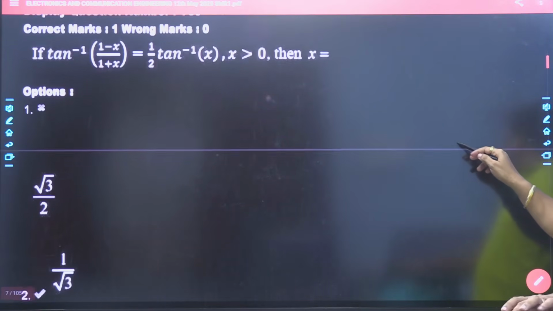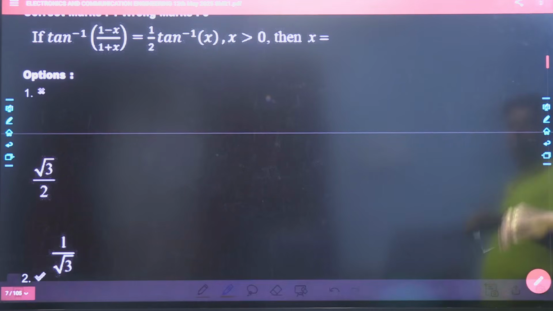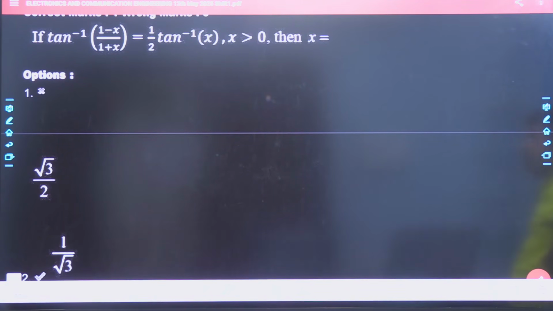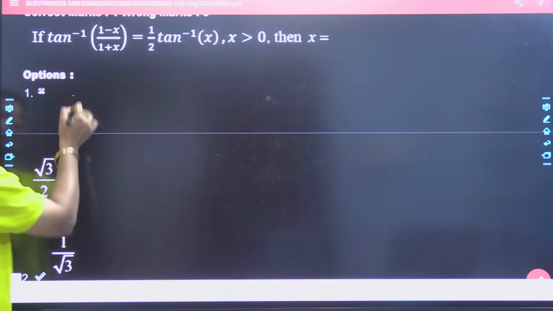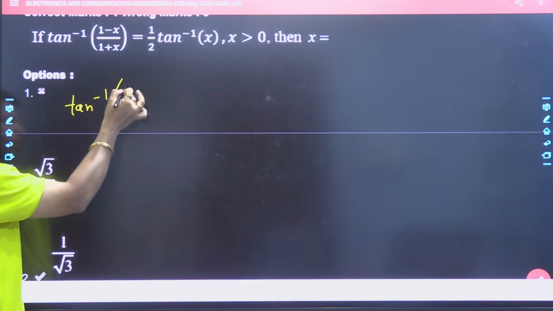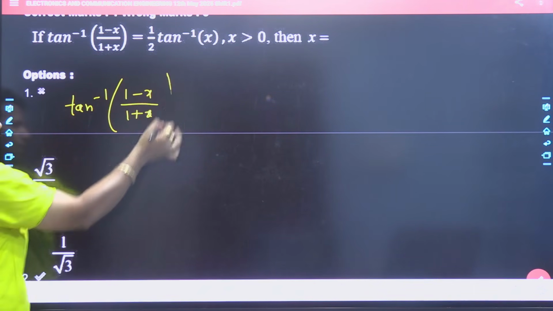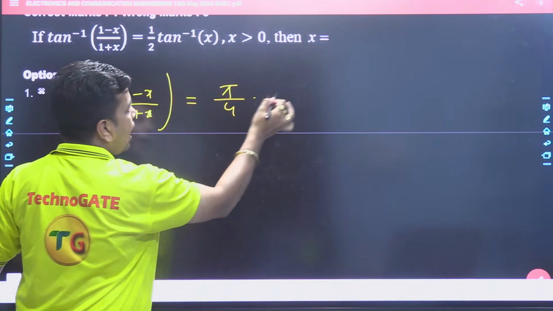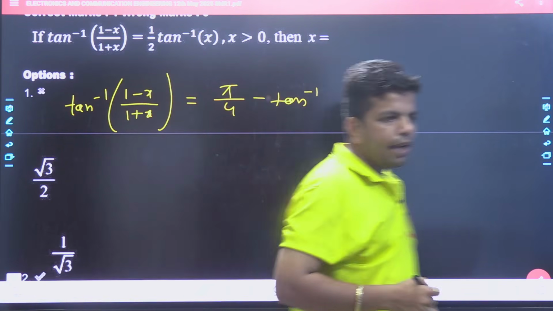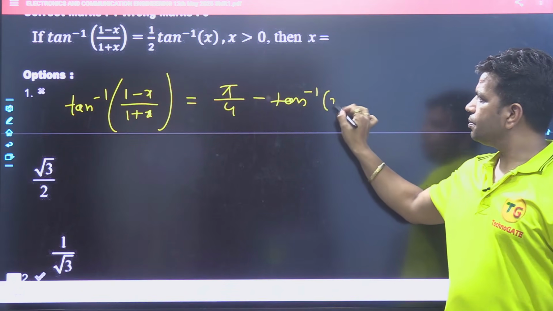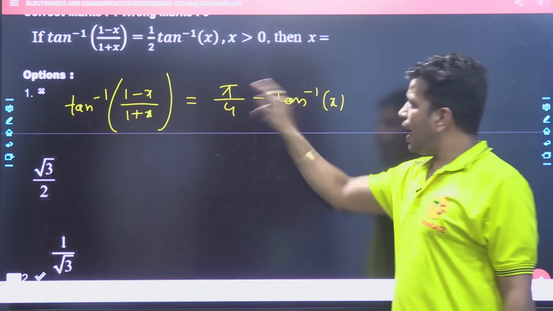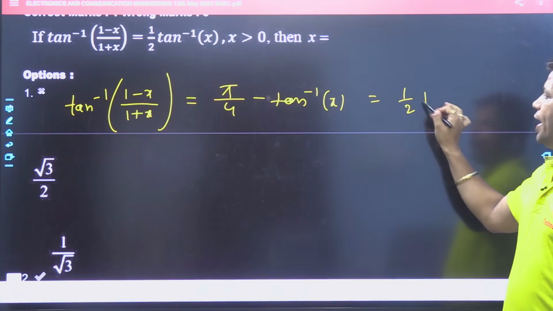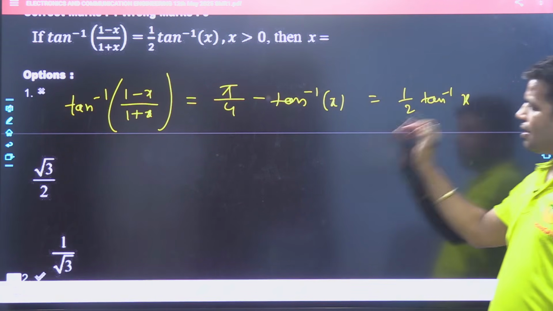Now see, the next one is tan inverse 1 minus x upon 1 plus x is equal to 1 by 2 tan inverse x. Then what is the value of x? So here again we can use the direct identity. Tan inverse 1 minus x upon 1 plus x is equal to pi by 4 minus tan inverse x. See, this one is equal to that. So just compare this with that. So that complete value is equal to 1 by 2 tan inverse x.